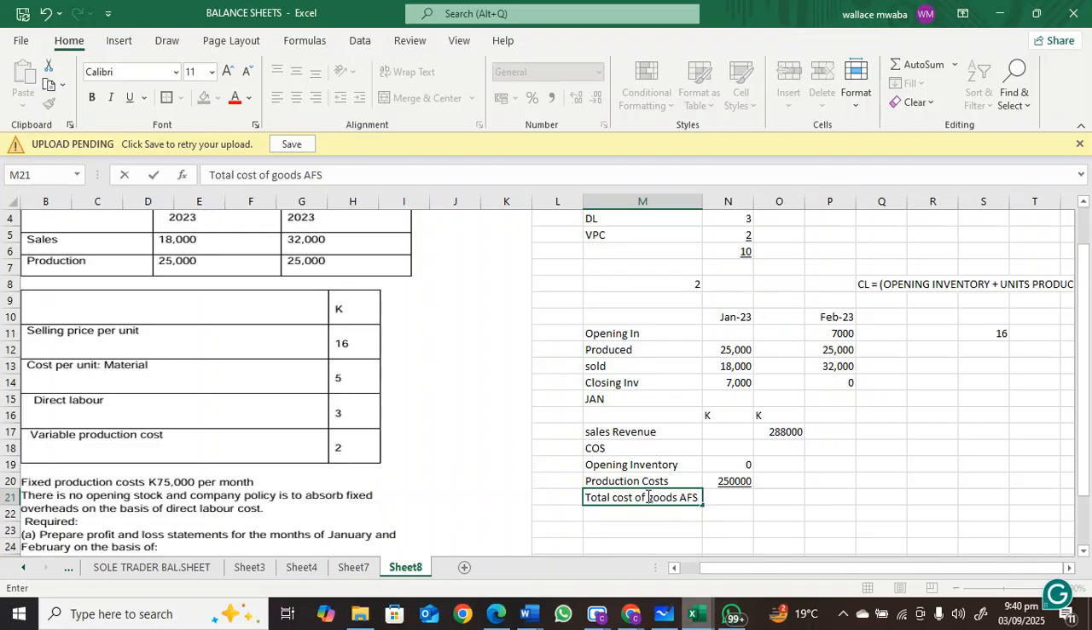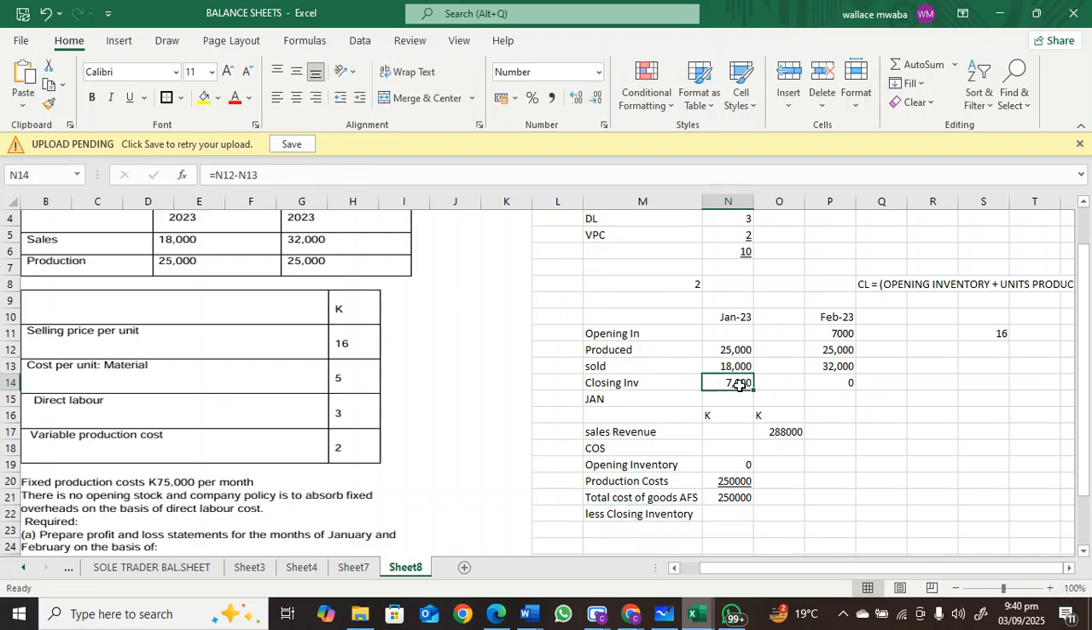Available for sale. And you're just going to say 250,000 plus zero, we get 250,000. Then to get our cost of goods sold, we need to deduct the closing inventory. So you're going to say less closing inventory. Again, opening inventory, production costs, and closing inventory are valued at this total variable production cost of 10 kwacha. So our closing inventory is 7,000 units. We multiply it by this 10.